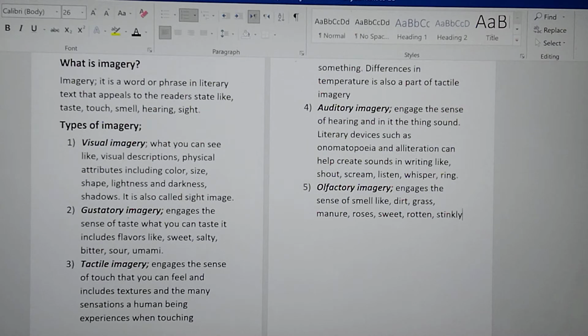Today we are going to discuss imagery. What is imagery and what are the types of imagery?